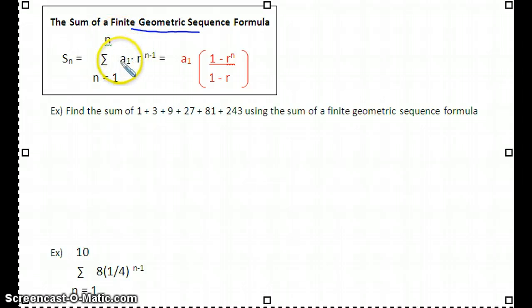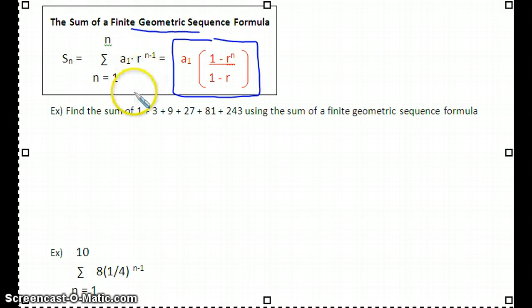And then the way that a geometric sequence is set up is that you have the a sub 1 here, so the first term, times the common ratio raised to the n minus 1. And then the way we use the formula is by taking the first term and multiplying it by this fraction. We're going to get 1 minus common ratio raised to the n power over 1 minus r. So this is how we use the formula. But again, it's important that you understand how to find your a sub 1 and your r values.